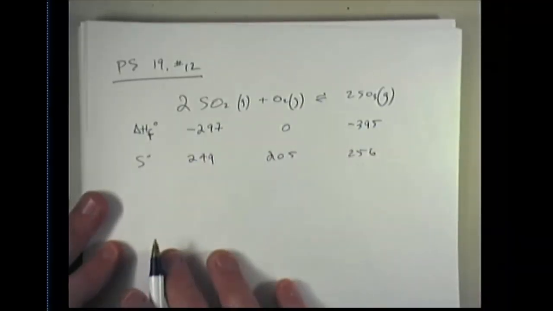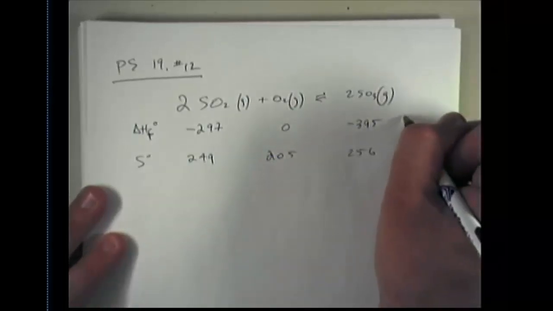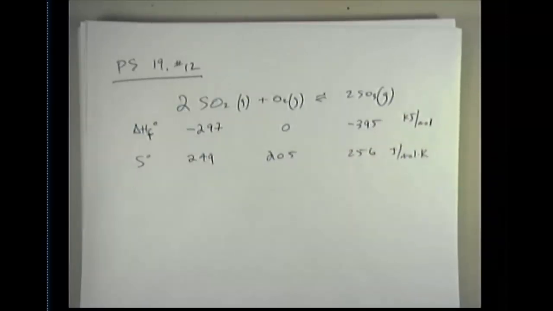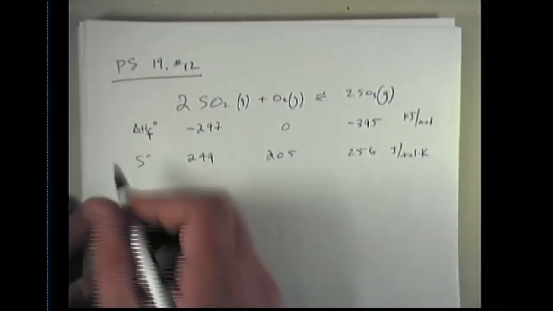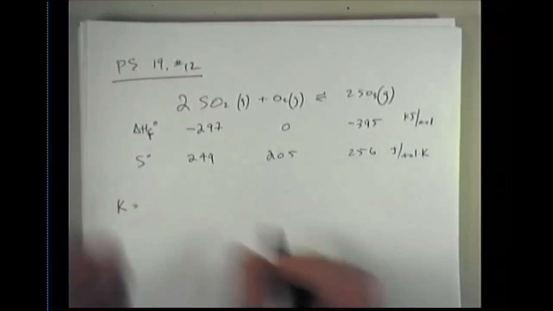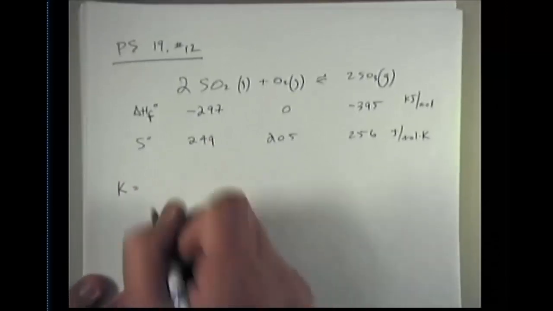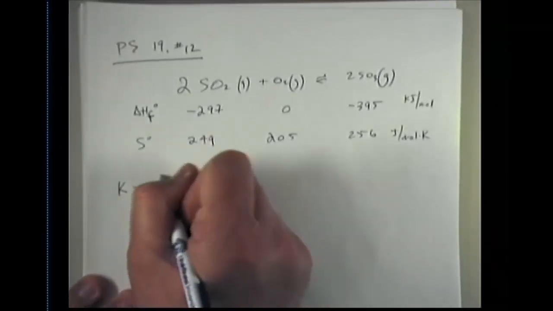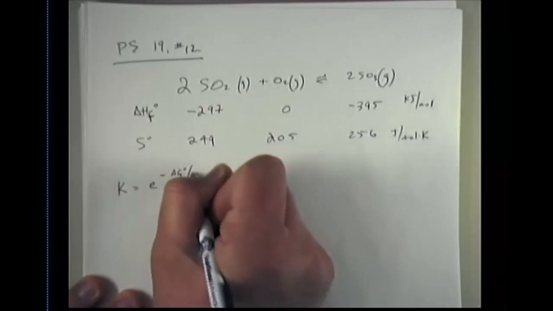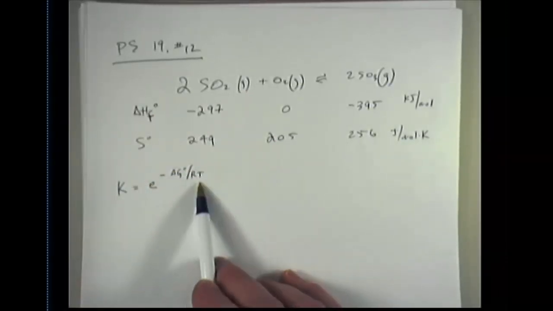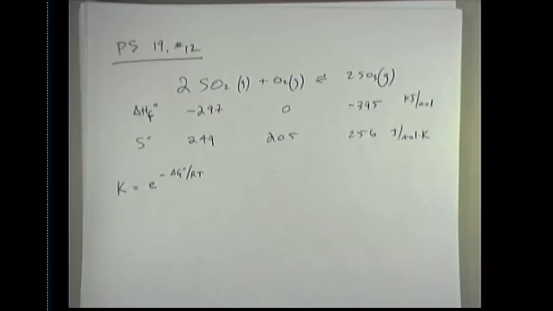We have to keep in mind that the values for enthalpy are in kilojoules per mole, and for entropy are in joules per mole Kelvin. That will become very significant later on. In order to calculate the equilibrium constant, we have to remember this equation. The equilibrium constant is equal to e raised to the minus delta G divided by RT. R is the ideal gas constant. T is the temperature that has to be expressed in kelvins.